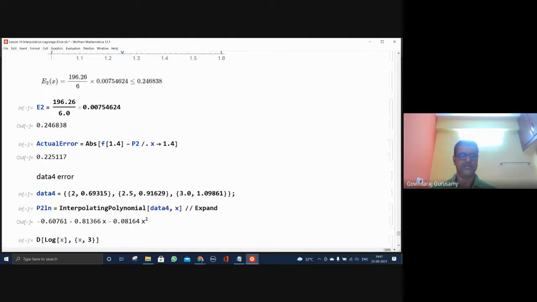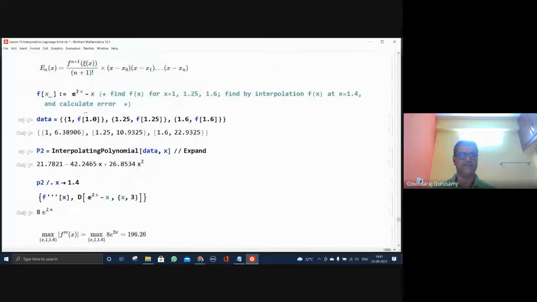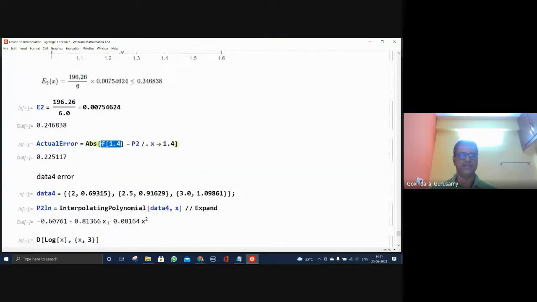Error bound is this much, and the actual error for the function is f(1.4). The f which we have defined here is this function. So f(1.4) has been found, minus the interpolated data p2 of 1.4. This is the difference, and this is the number that you are getting, and the actual error being less than or equal to the bound is satisfied. This is the actual formula that is being satisfied here.